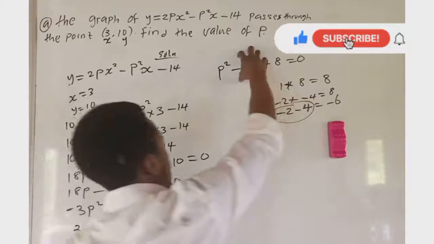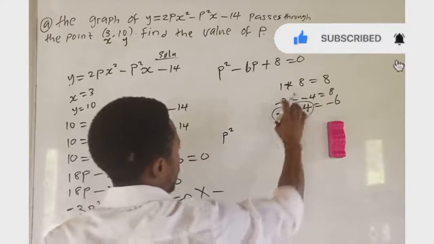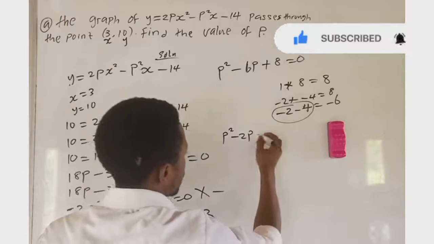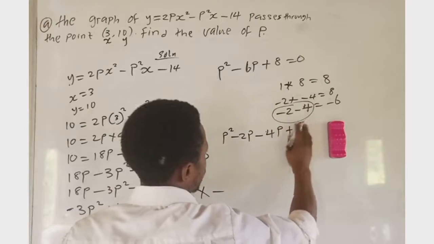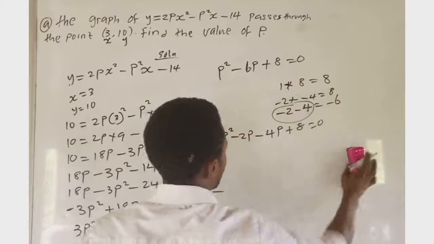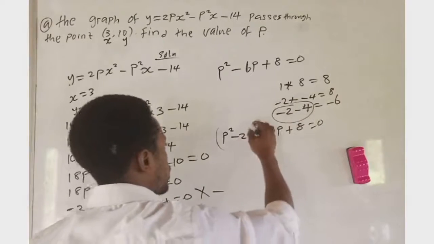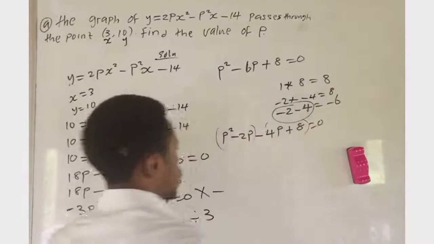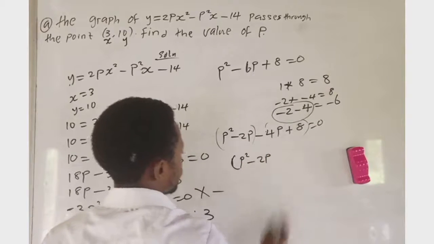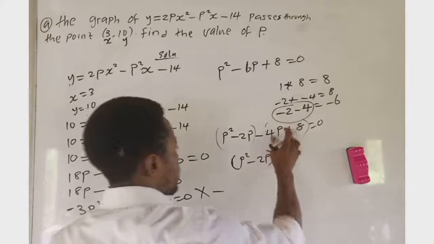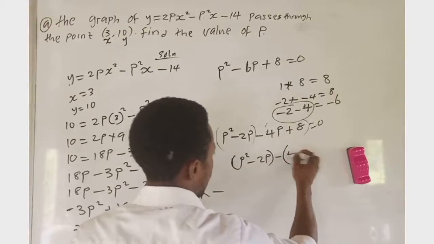So when you use them to expand this, our question will be p squared minus 2 multiplied by p, minus 4 multiplied by p, plus 8 is equal to 0. So in this place we have 4 parts, and you split it into 2. In this place we have our first bracket, p squared minus 2p. Close the bracket. Then we have minus, so you take this minus outside, close it, and you have minus 4p.